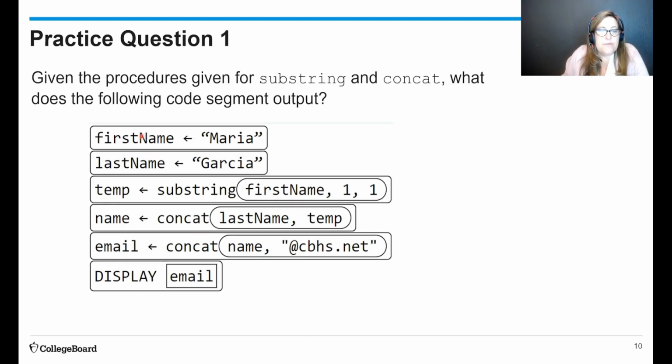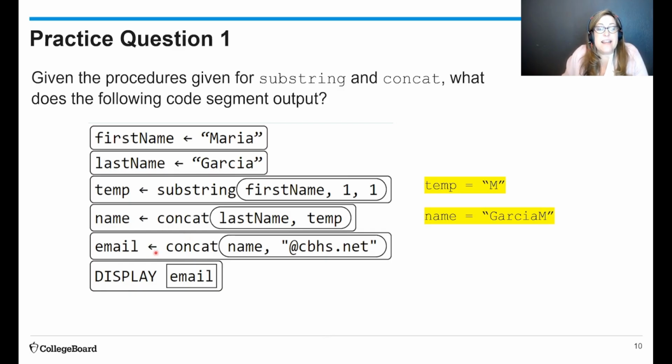Maria is assigned to first name. Garcia is assigned to last name. Now I'm going to do a substring for first name, which is Maria, that starts at index 1 and is only one character long. So that's going to be stored in temp. So temp will just have the M of Maria. I'm going to assign to name the concat of last name followed by temp. So last name was Garcia. Temp we saw was M. So name is GarciaM.